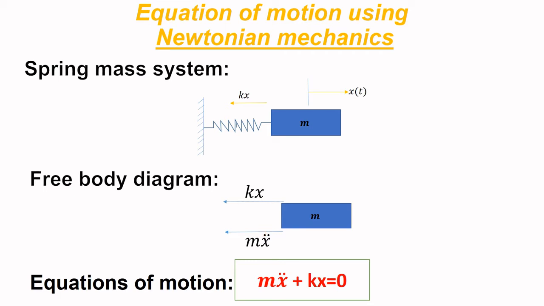So if I write the equation of motion, from D'Alembert's principle, the sum of all the inertia forces and all the external forces acting on the system is equal to 0. So I will get my equation of motion as mx double dot plus kx equal to 0.